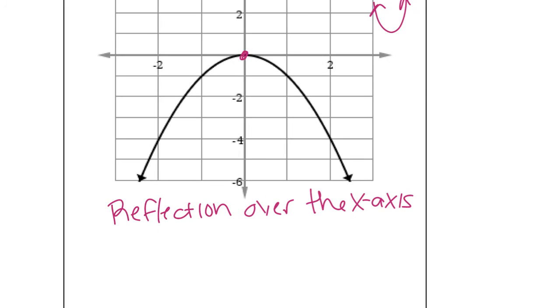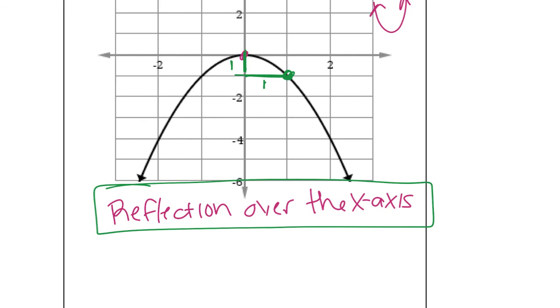Then we have to make sure there was not a stretch or compress. So find your 1. So here's a 1 and over 1. And I actually hit my graph at 1 and 1, which is what it's supposed to do according to my parent function. So there was not a stretch or a compression. This is the same width as the original function. So you actually only have one transformation here. It was just reflected over the x-axis.